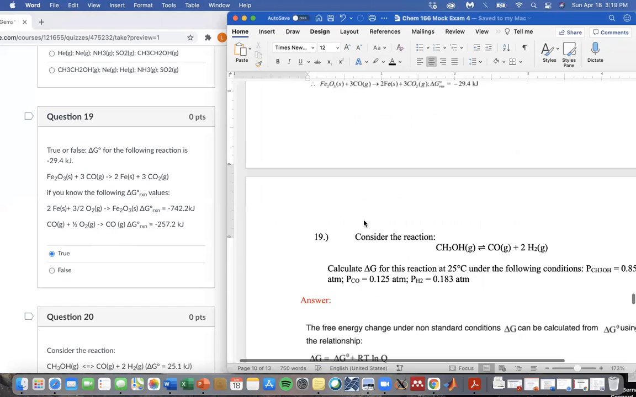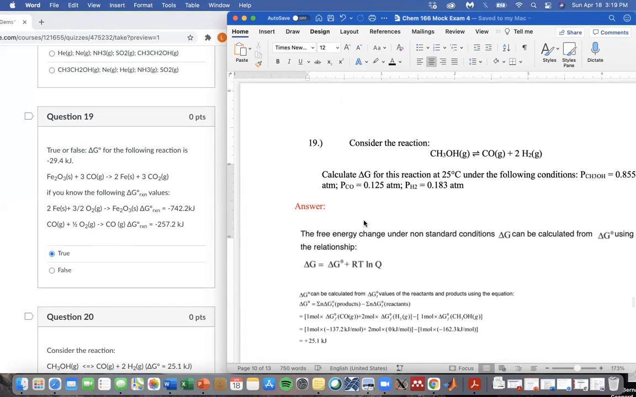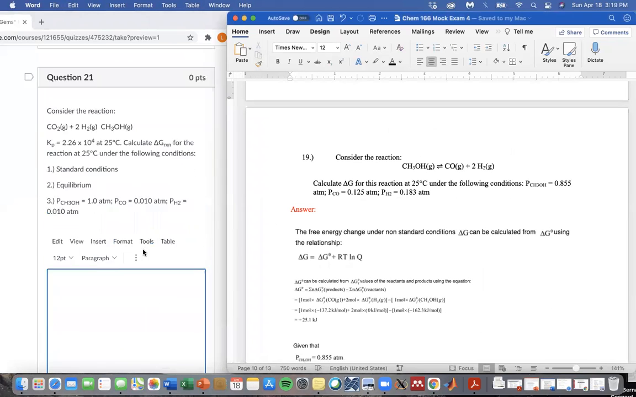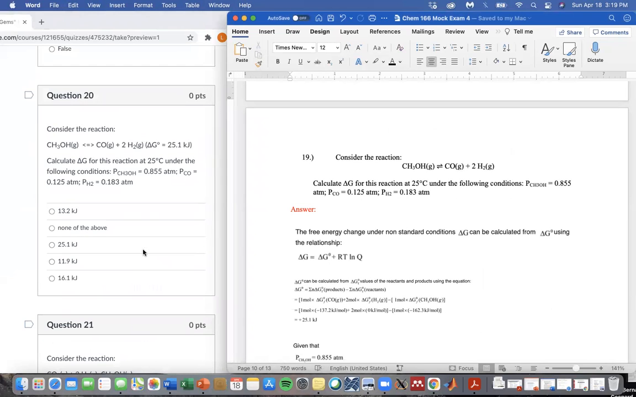All right, so now we have some of the harder ones, I think, where we have to figure out delta G. These next two, we figure out delta G based on our Q and our K values. And so we're under non-standard conditions, because we're already told.